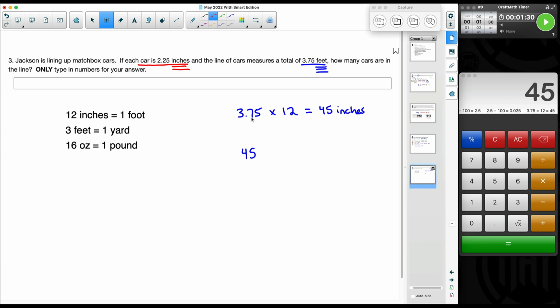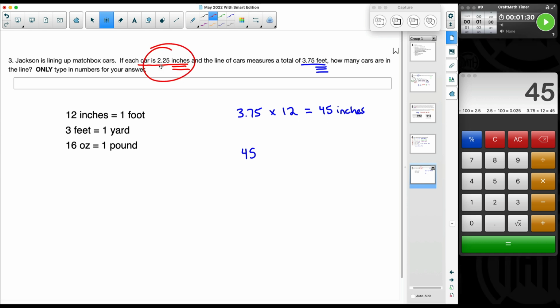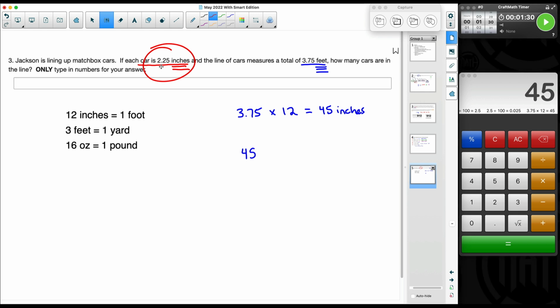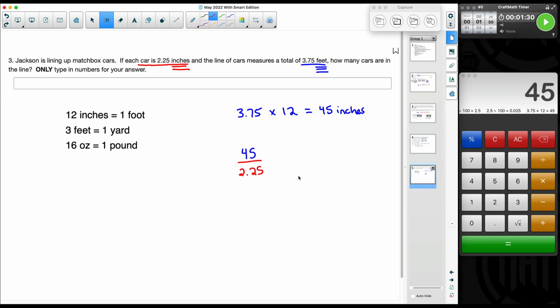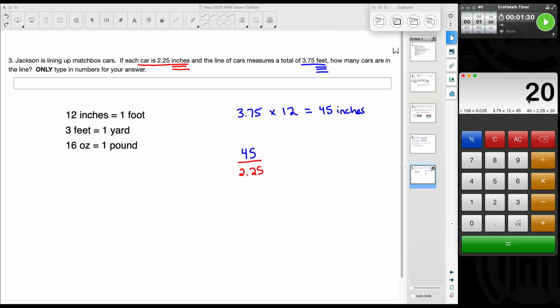If you think about this, 3.75 feet, 45 inches, it's going to take quite a few cars because each car is only 2.25 inches. That's shorter than your index finger, a little bit longer than your pinky finger. Imagine that. So let's divide. We're going to take that 45 inches and divide it by 2.25 inches. And we do get 20. So we get 20 cars.